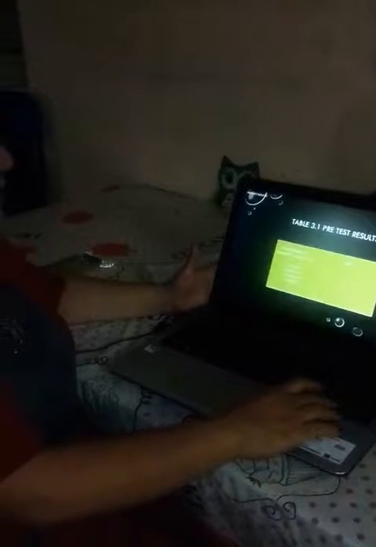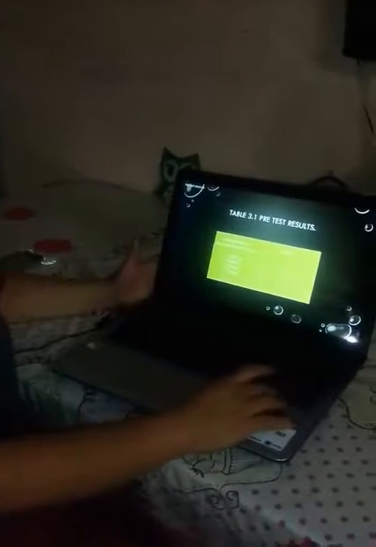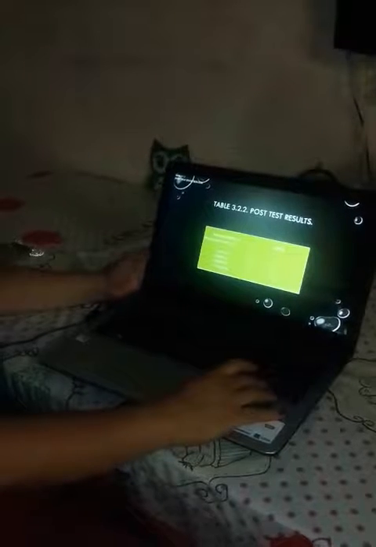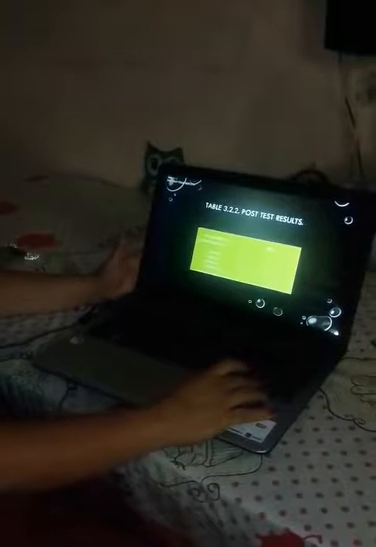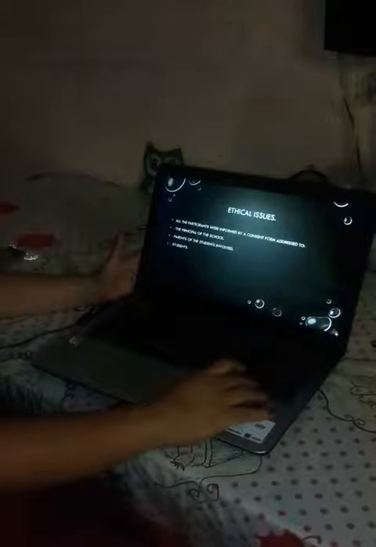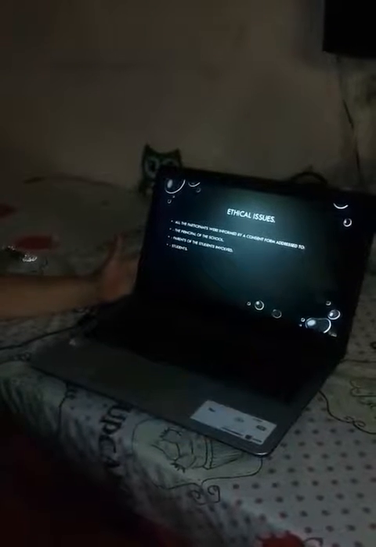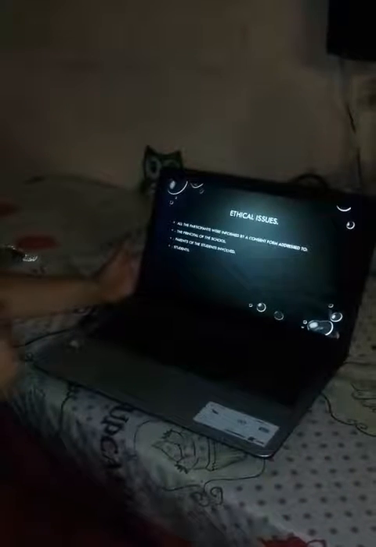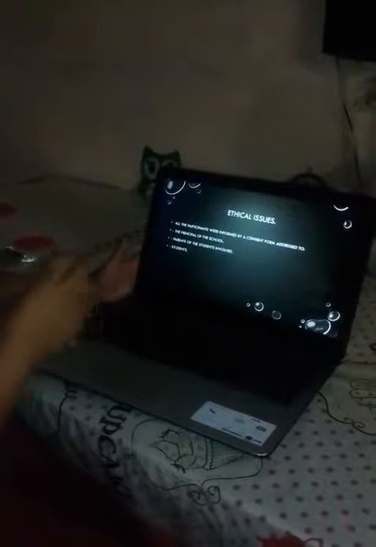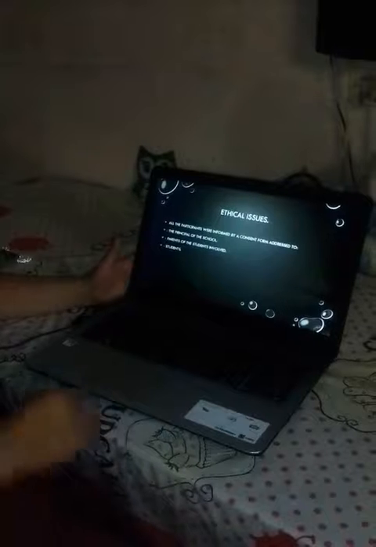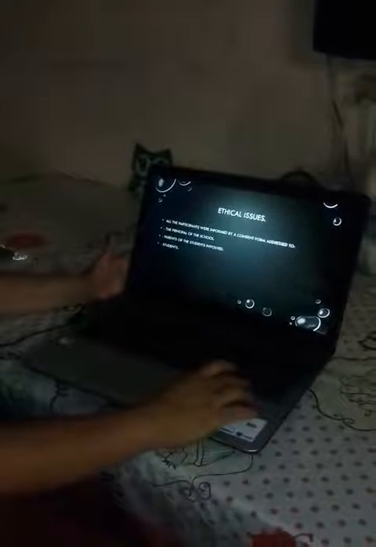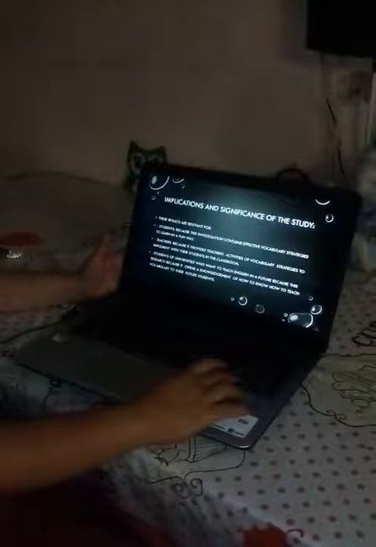Finding results. We see here that in the pre-test, most of them failed. Here in the post-test, all of them passed. It was a 50% increase. Ethical issues. We see here that I made a consent form for the principal, parents, and students in order to have their consent to do this research project.